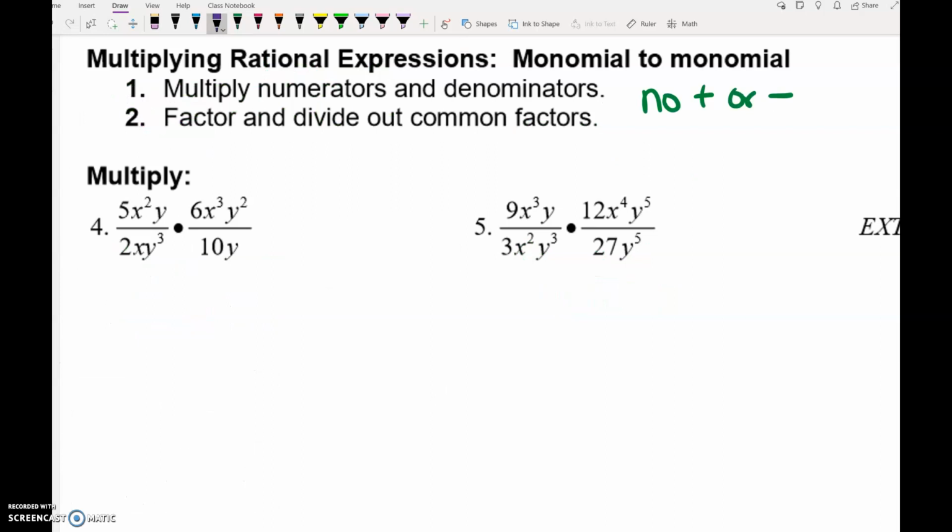When we have no addition and no subtraction, so we've got two different numerators, two different denominators, there's no addition or subtraction on either of the numerators or denominators. You want to combine the entire top. So I've got 5 times 6, that gives me 30. X squared times x to the third gives me x to the fifth. And then y times y squared gives me y to the third.